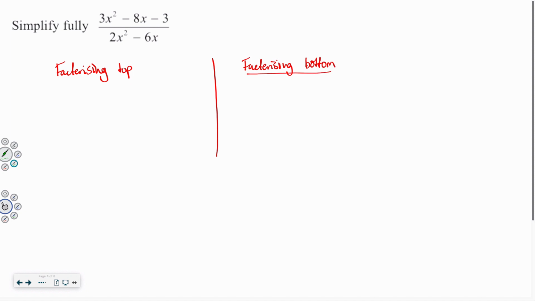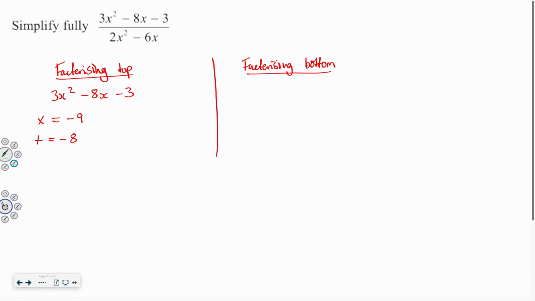So first of all, factorising the top, we've got 3x squared minus 8x minus 3. Now there's many ways to factorise, but the way I do it is, say, multiplying the coefficient of x squared by the constant, that gives us negative 9. So our two numbers that are going to sit in our bracket have to times to give us negative 9, and they have to add to give us the coefficient of x, which is negative 8.